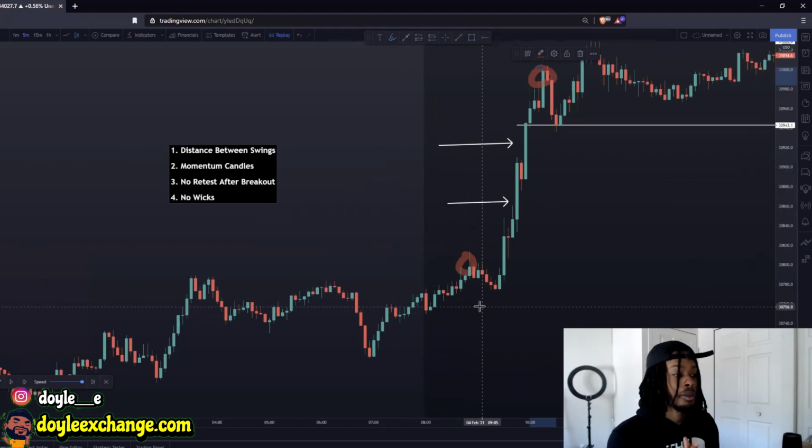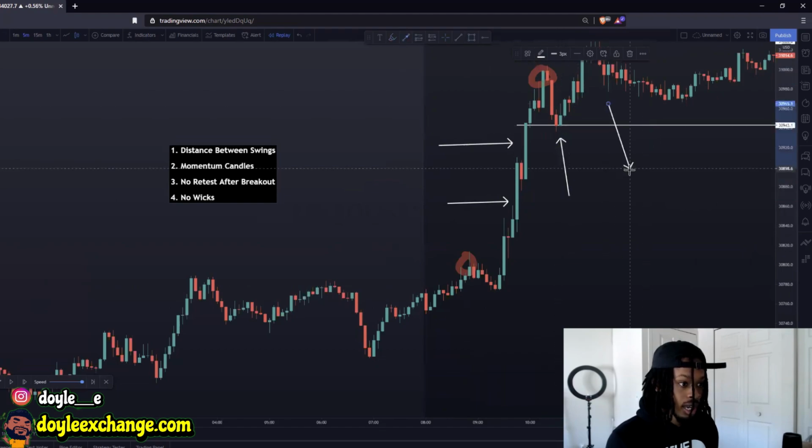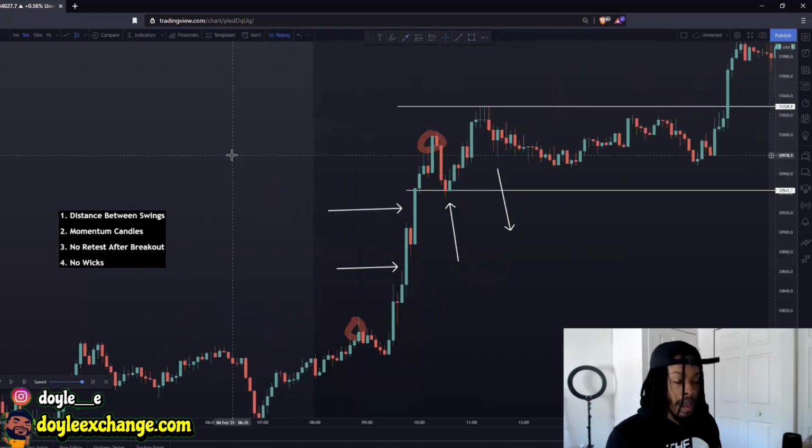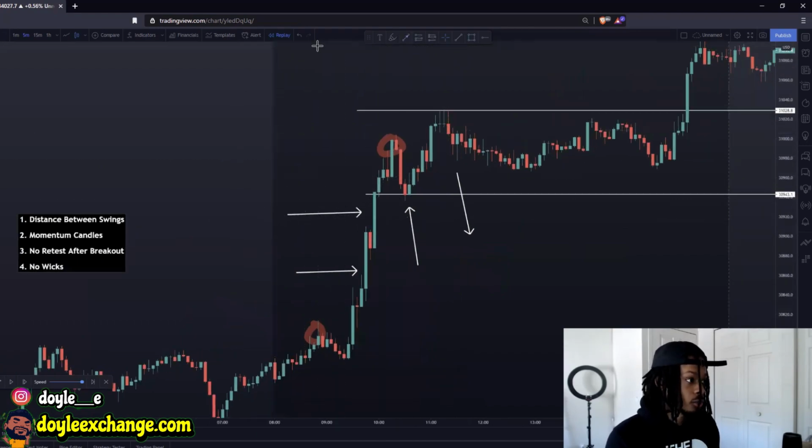Now, most traders are going to be like, okay, that's overextended. I should be looking for a reversal. But if the structure is not being broken to the downside, if this is not being broken to go down, I don't care about what's going on. You know what I'm saying? I don't care about taking those sells, because if no swing lows is being broken, I'm going to continue for the buy. Okay, so we have another swing high right here.